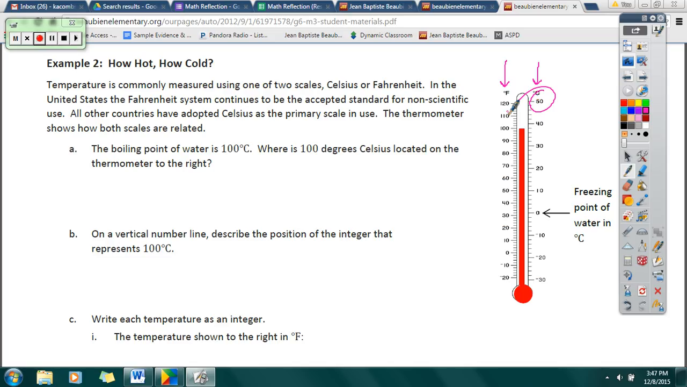On the vertical number line, also known as a thermometer, describe the position of the integer that represents 100 degrees Celsius. So we're looking for a positive 100 degrees. I want you to remember that positive 100 degrees Celsius is equal to 212 degrees Fahrenheit, and that represents the boiling point. Okay, that's a very important temperature to know.